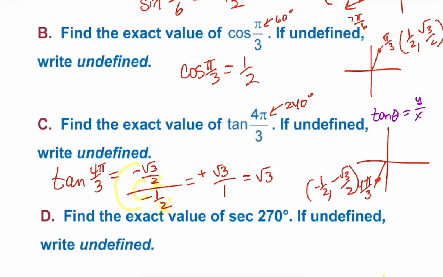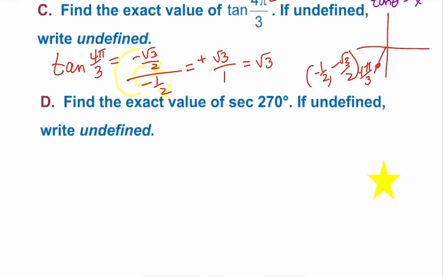So that is C, but you'll notice we used B's information to help guide us. And then the last one here says to find the exact value of 270. Now 270 is down there. The point at 270 is 0, negative 1.